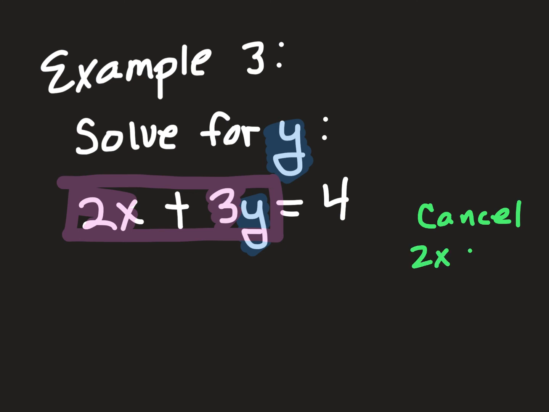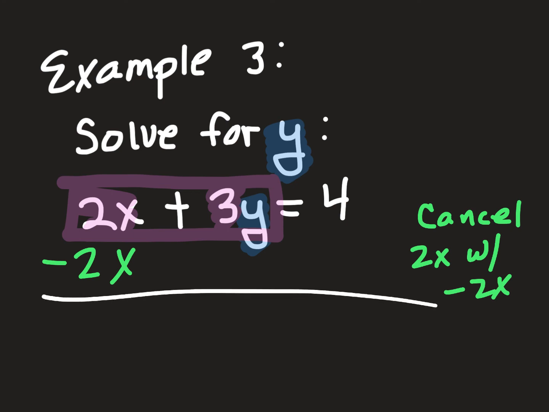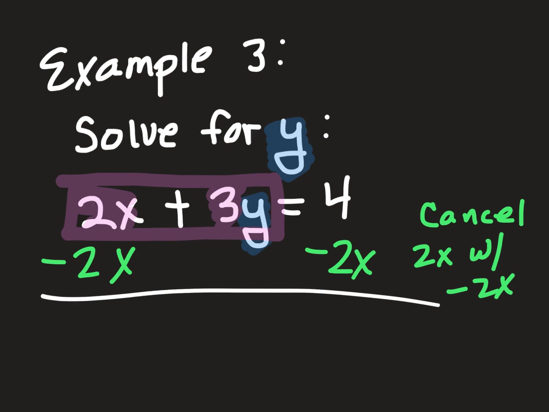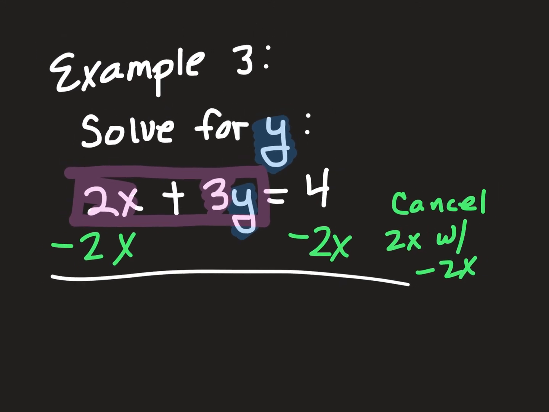So 2x with a minus 2x. So I'm going to do minus 2x. And just like any equation on the planet, if you take 2x's from one side, you have to take it away from the other, even though you don't have any like terms over there.